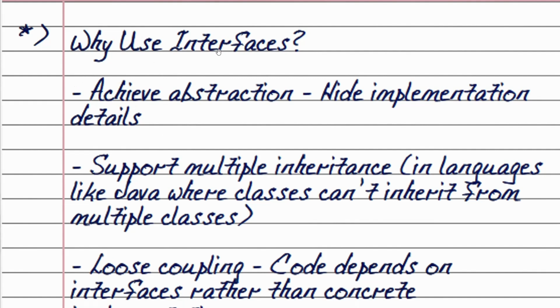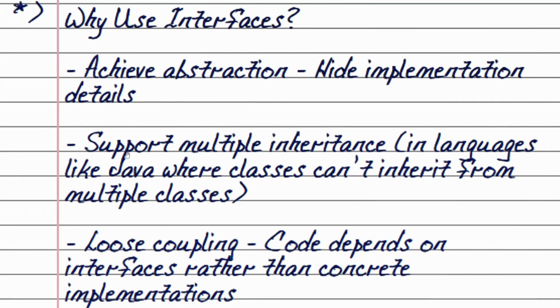Why do we use interfaces? First point is to achieve abstraction. In the interface, we achieve complete abstraction because all the methods present in the interface are abstract methods. Next point is that it supports multiple inheritance. Java does not support multiple inheritance, but through interfaces we can achieve multiple inheritance.